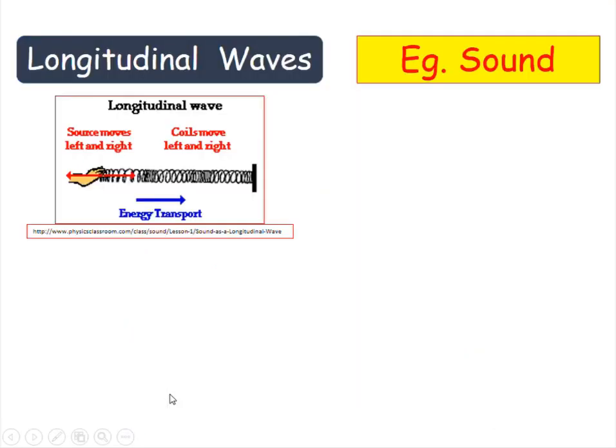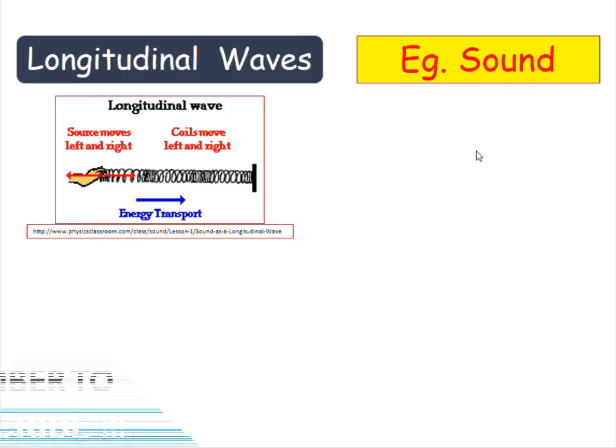Fine. So here you can get an idea about the longitudinal wave when the source moves left and right. Basically, the direction of propagation of the wave is along the disturbance. If it is a coil, then the coil moves left and right. So we transport energy from one point to another. This is the type of wave in which the disturbance is along the direction of propagation of the sound waves. Here is the idea from The Physics Classroom.